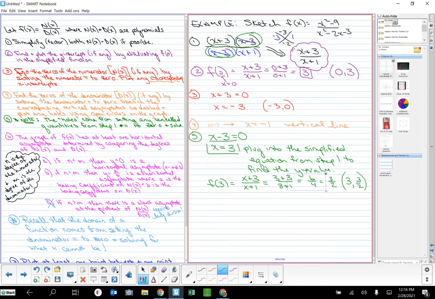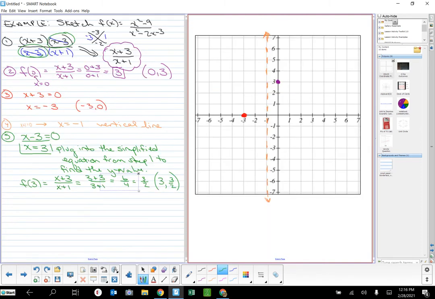So that's a hole in my graph. So (3, 1 and 1/2). Okay, so (3, 1 and 1/2). So I have a hole here. That means my graph is not going to hit that, but it's going to go to it and then skip over it. Okay, now let's go to number 6.